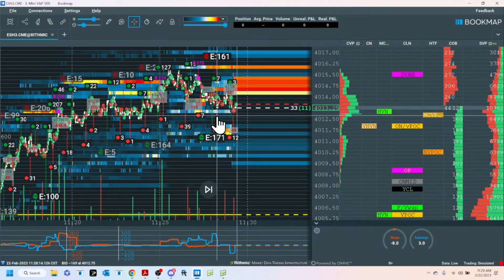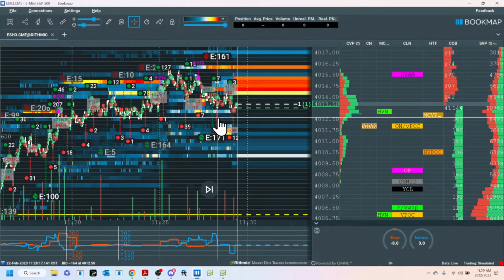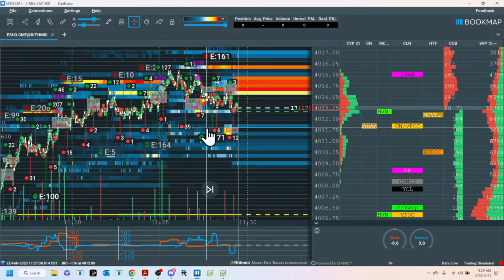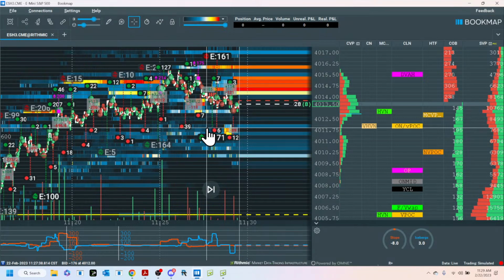Are you guys tracking? Just trying to show you ideas. That's exactly right, Hazler. Stops are there.